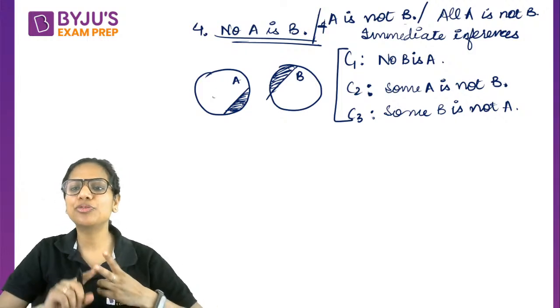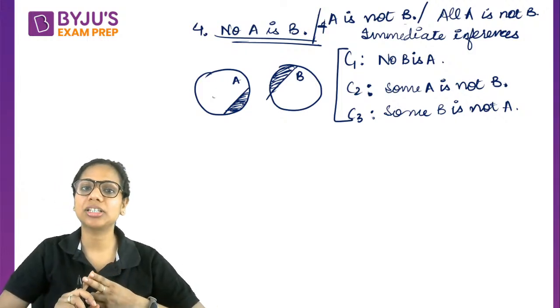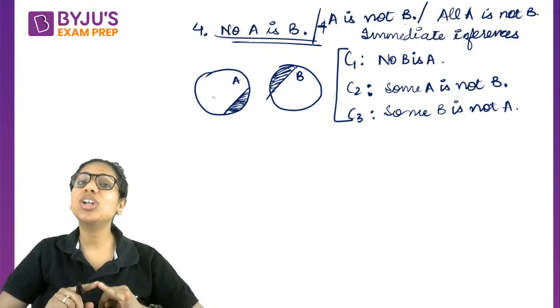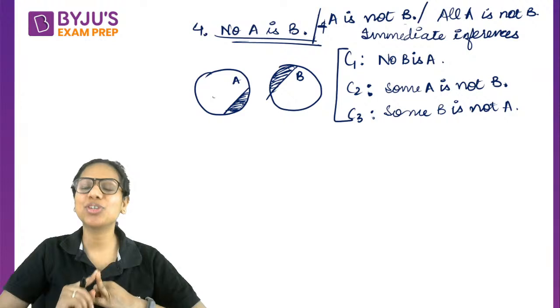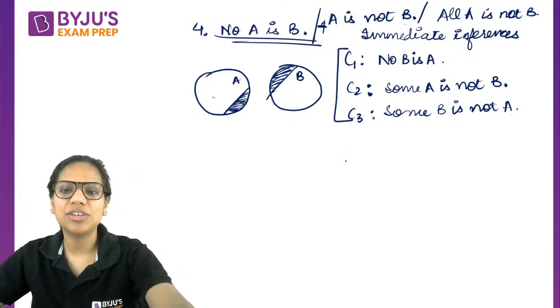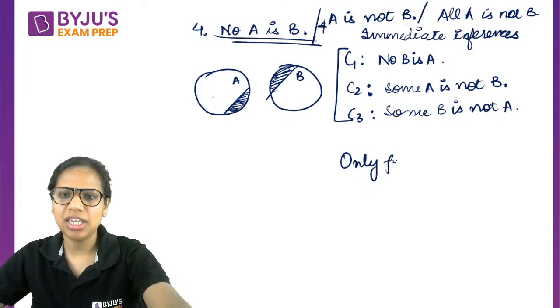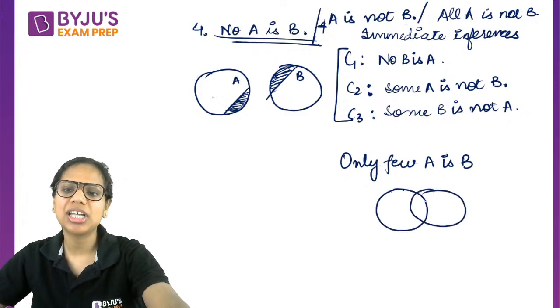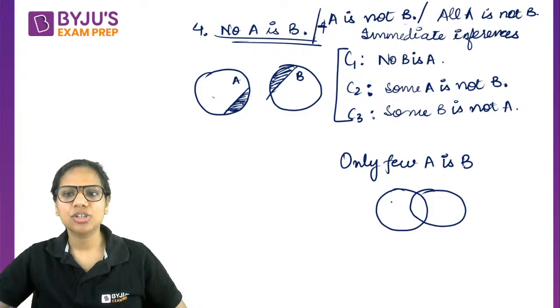Yes, a few and few, they have to be assumed some, Sonali. A few and few have to be assumed some. But when I say only few, that means if I say only few A is B, only few A is B, that means there is definitely a portion of A that is not B. Okay? So this means this diagram.